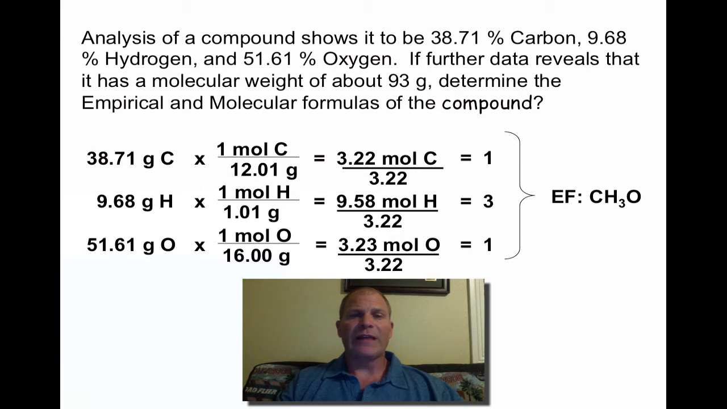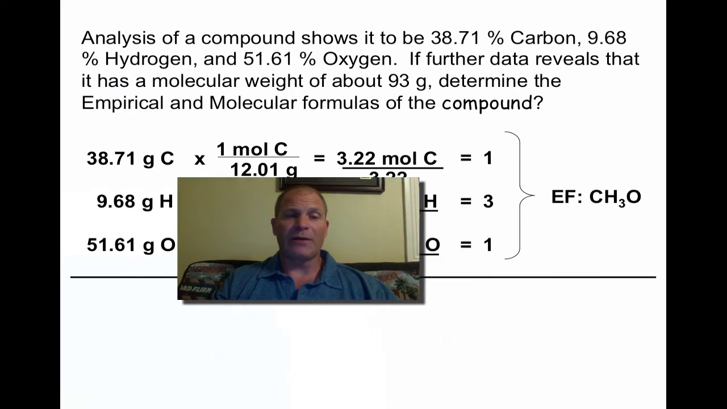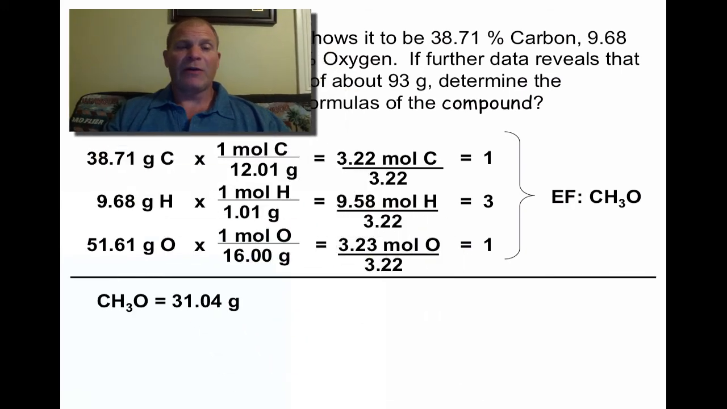I now want to determine the molecular formula. So the molecular formula, if you remember, I have to acquire a multiple that I will distribute through my CH3O and raise it up to its molecular formula. Remember, to acquire that multiple, we take the molecular weight, which is provided for you in the problem, at 93 grams, and I'll divide it by my empirical weight, and that is just the molar mass of my empirical formula. For example, if I weigh out 1 carbon plus 3 hydrogens plus 1 oxygen, it weighs in at 31.04 grams.